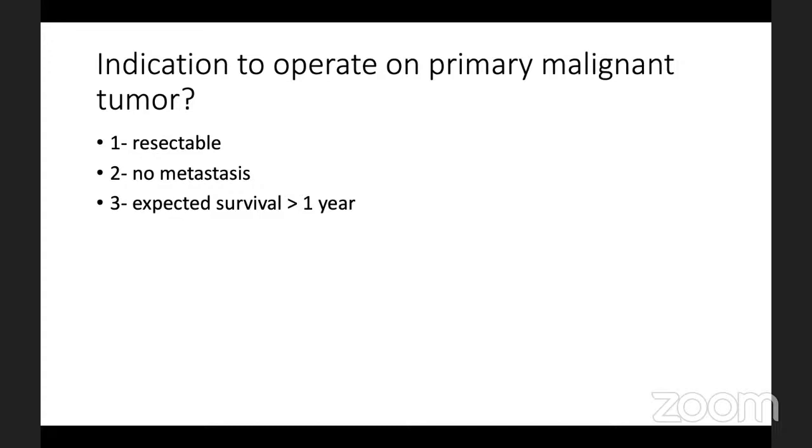Okay, so this is when to operate in a primary malignant tumor. Always keep in mind, any malignant tumor, two questions. Is it resectable? Is there any metastasis? These are the only two questions you want to think about if you have a malignant tumor. Meaning, is it in a location that I can access as a surgeon and resect without destroying viable structures or not? Or is there a metastasis or not?